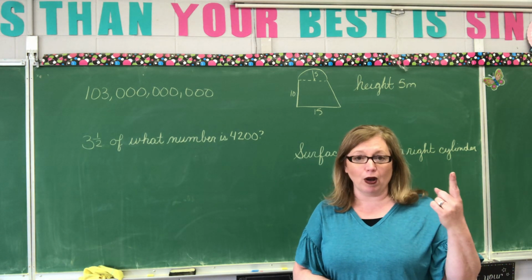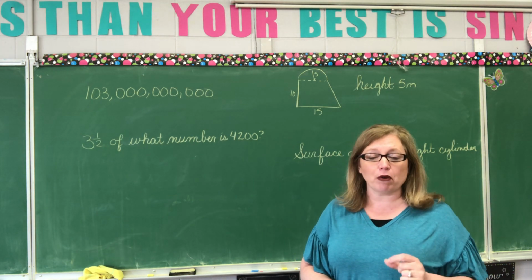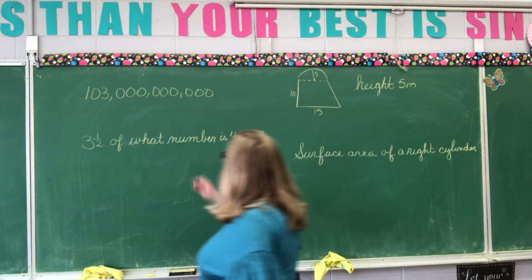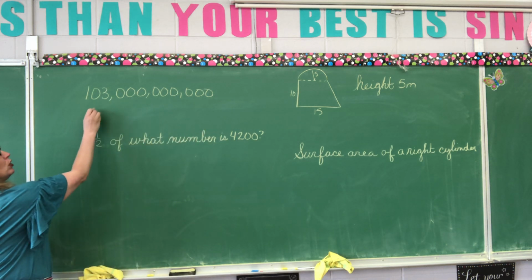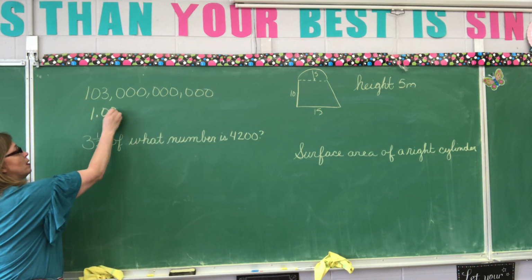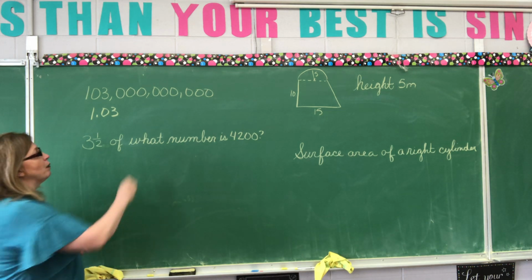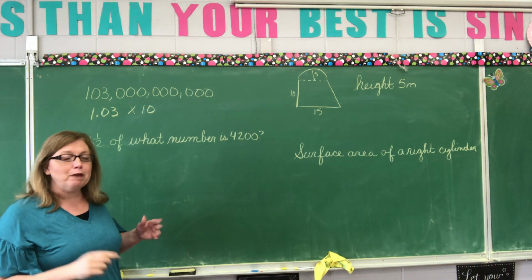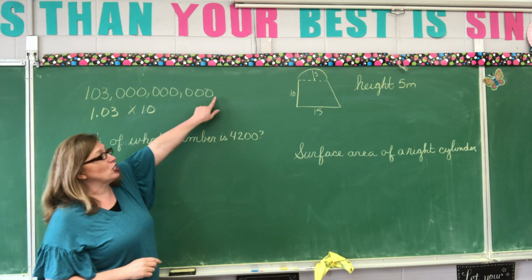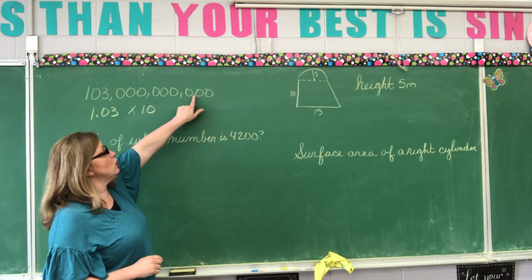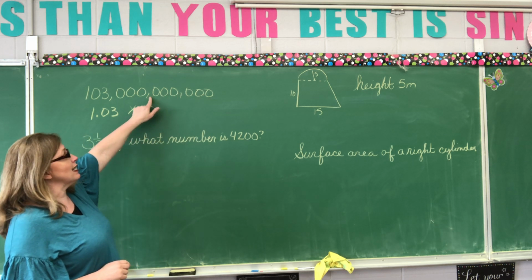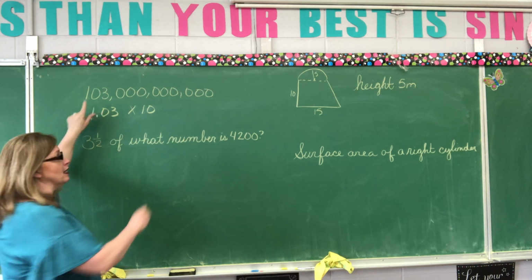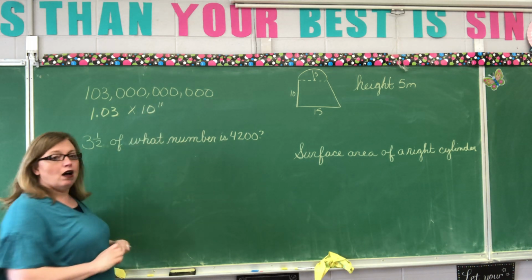notation. Rule number one with scientific notation. My number has to be between what two numbers? Between 1 and 10. So to do that, I have to bring my decimal all the way over here, 1.03. Now I'm going to multiply that by powers of 10. How many places did I move it? Obviously it starts here, so I'm moving it 1, 2, 3, 4, 5, 6, 7, 8, 9, 10, 11 places. So it's to the power of 11.